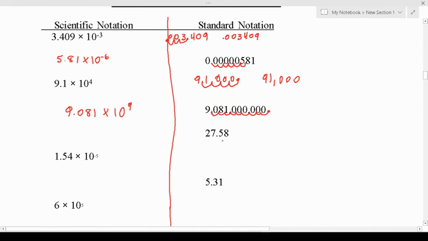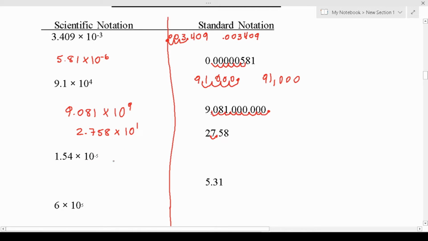In this case, we want to go from standard notation to scientific notation. Again, we want to locate the decimal. It's right here. We want to shift it such that it becomes a number in decimal form between 1 and 10. So we want to shift it 1 time to the left. This is going to be 2.758 times 10 to the 1.